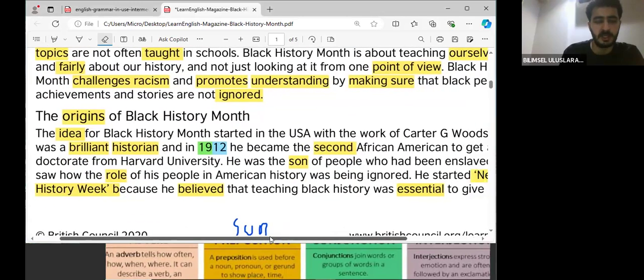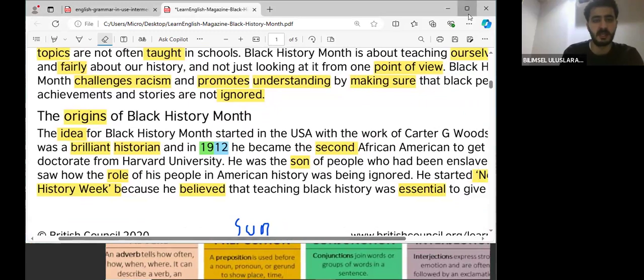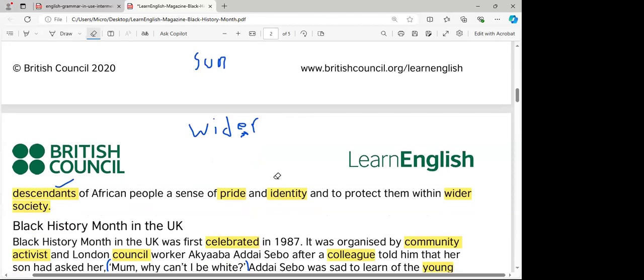Who read last? Ms. Rawan. All right. Now, Ms. Aroub, can you read the second paragraph, please? The origins of Black History Month. The idea of Black History Month started in the USA with the work of Carter G. Woodson. He was a brilliant historian, and in 1912, he became the second African-American to get a doctorate from Harvard University. He was the son of people who had been enslaved, and he saw how the role of his people in American history was being ignored. He started Negro History Week because he believed that teaching Black history was essential to give descendants of African people a sense of pride and identity and to protect them within wider society.